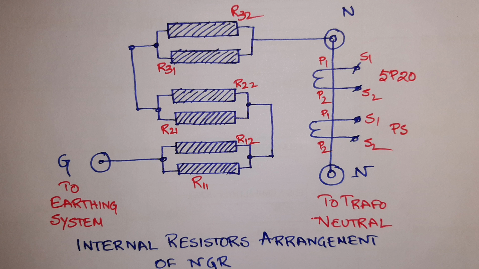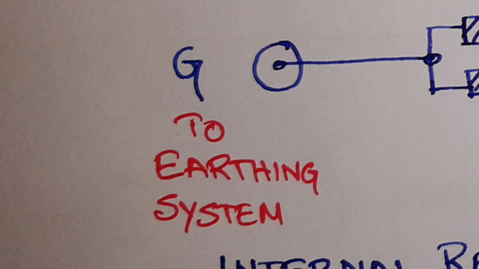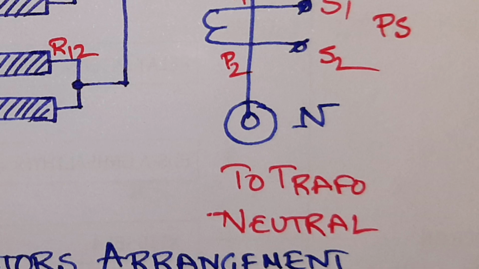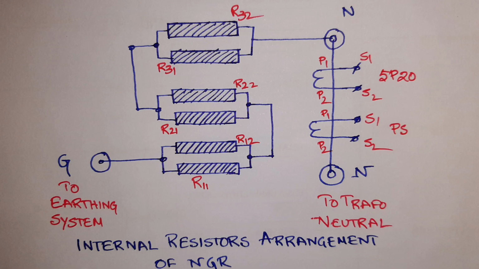Now you see that I have drawn two terminals here. One is marked G and the other is marked N. The G terminal is supposed to be connected with the grounding system, that is the neutral earth pit or the earth bars, whatever is available at the site. The N terminal will be connected to the transformer or generator neutral side.